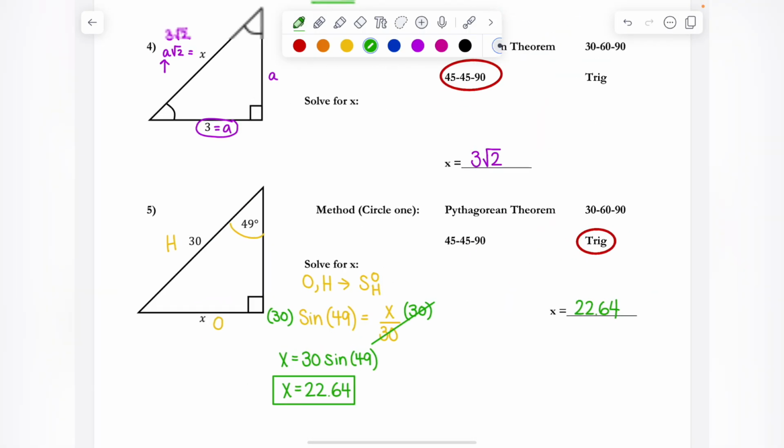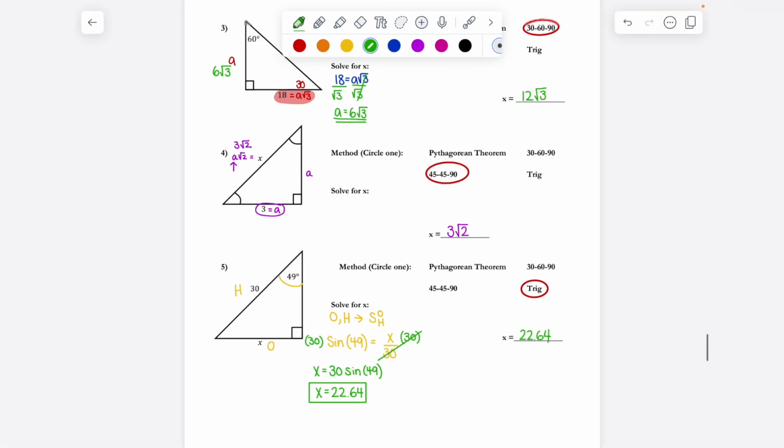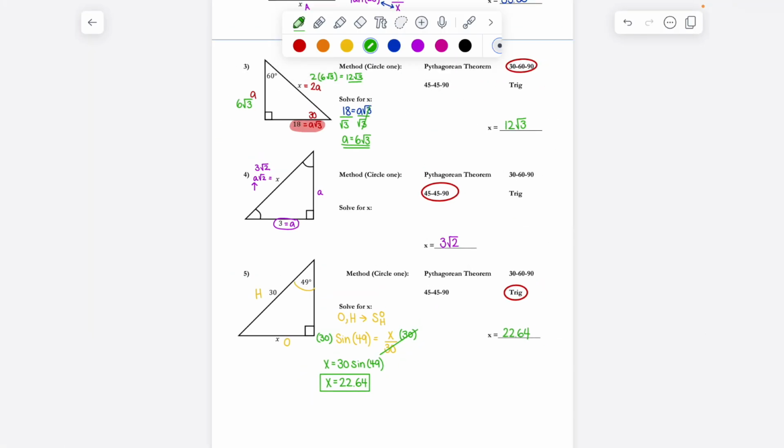And that's the lesson. So it's nothing new. It's just deciphering when do I use what. And we're bringing back in the 30, 60, 90 pattern, the 45, 45, 90 pattern, and the Pythagorean theorem along with trig. Because at the end of the day, for right triangles, these are all options for us to solve.